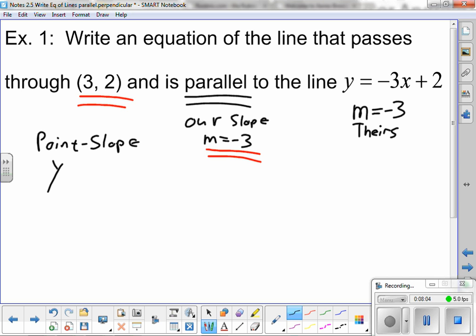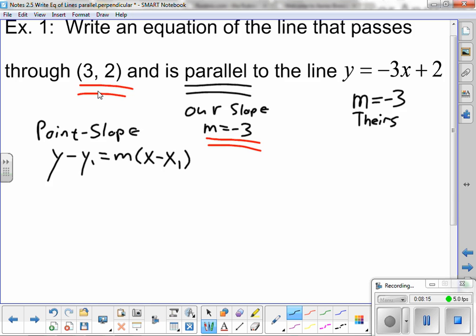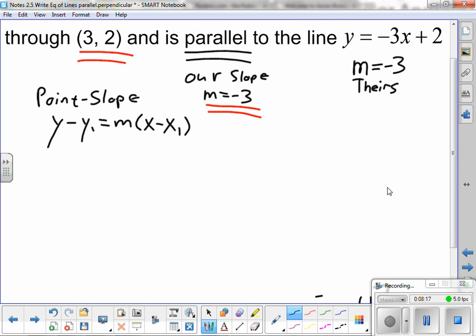Okay, so y minus y1 equals m times x minus x1. The reason I chose that is because it's point-slope form. We have a point and a slope, so it basically fits. So just plug it in just like we did the other day. 3 is your x1, 2 is your y1. Plug that in along with your slope.